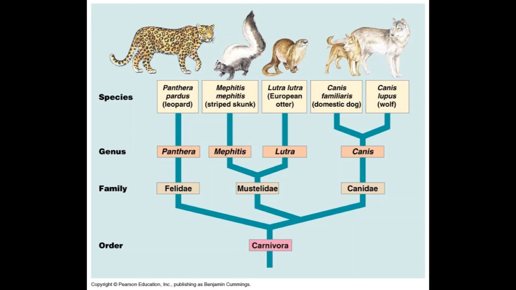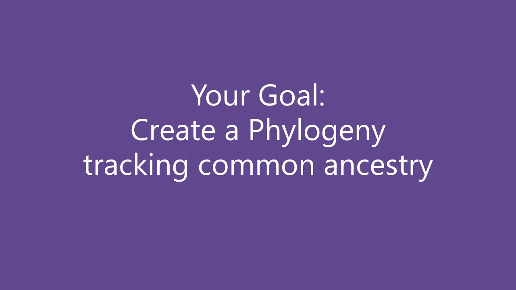So that's basically what you're doing. You're trying to find where the branching is and where the branching is best displayed between one order, one family, one genus, one species. And that is where you'll see the phylogeny comes in handy.